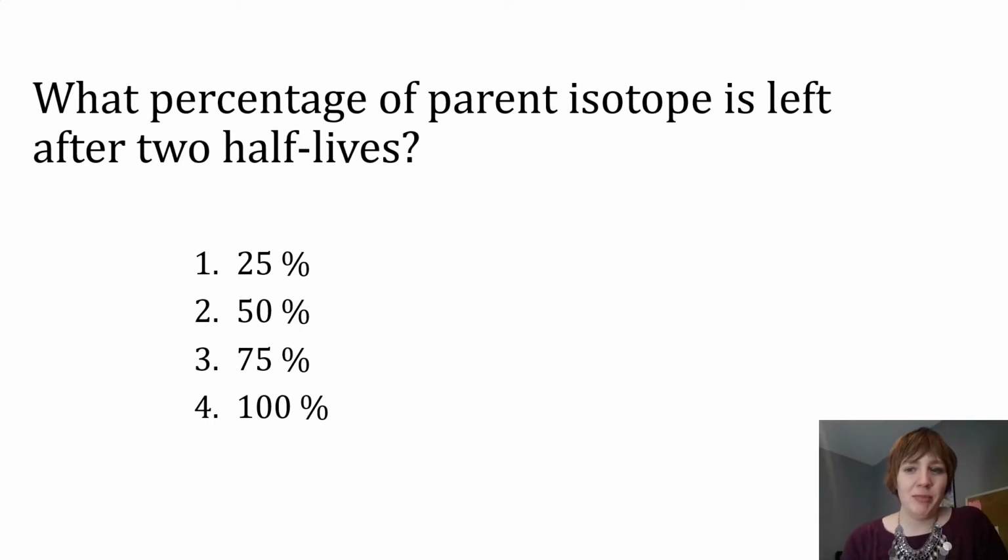What percentage of parent isotope is left after two half-lives? You said 25%, great job. So after one half-life, you'd have 50% parent, and after another half-life, you'll only have half of that. So after two half-lives, you would be down to 25% parent. On the other side of that, you'd be up to 75% daughter.